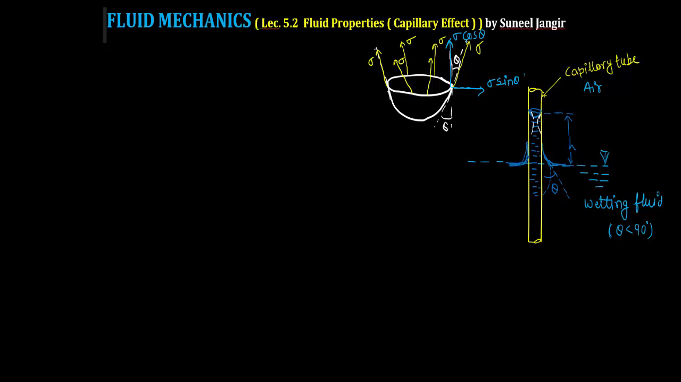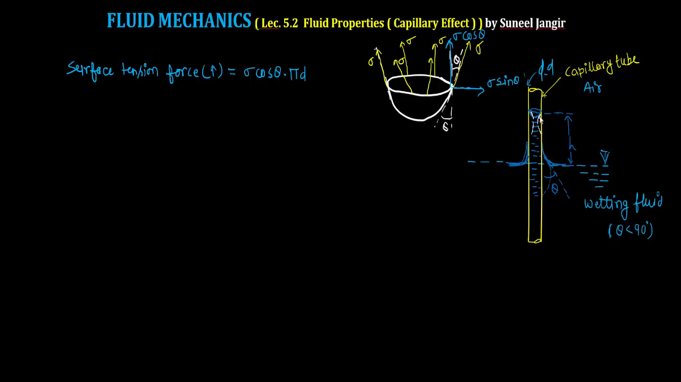So what is the surface tension force that is acting vertically upward? The surface tension force acting vertically upward, so the component is sigma cos theta, and this is acting over this periphery. So let d be the diameter of this tube, so we can write the line is pi d.